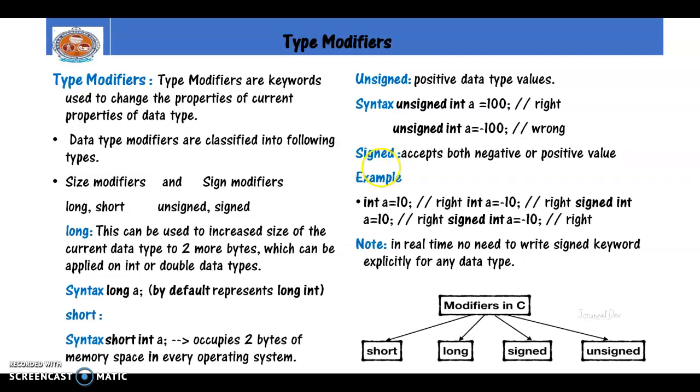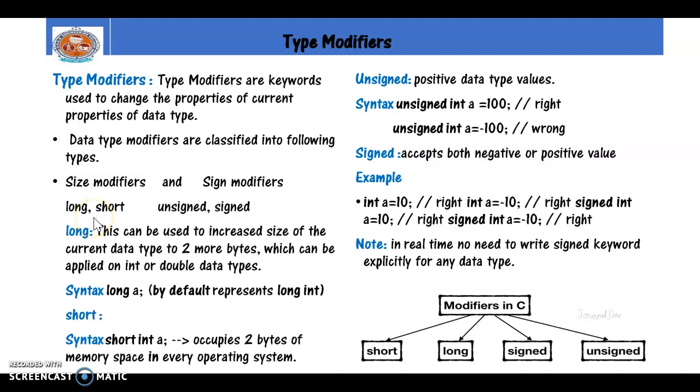If you precede any data type with signed, it is very much similar to just int, and signed int, both are the same. Okay, so here we are giving a note: in real time there is no need to include the signed keyword. If you include it or not, it will by default take signed. Okay, here see, the size and sign modifiers are applicable to int, right? Size and sign modifiers are applicable to your integer value.